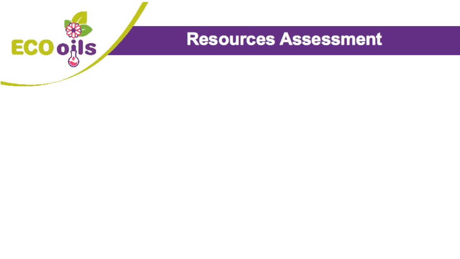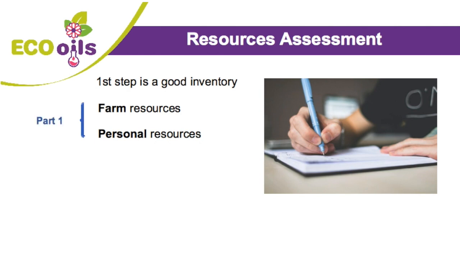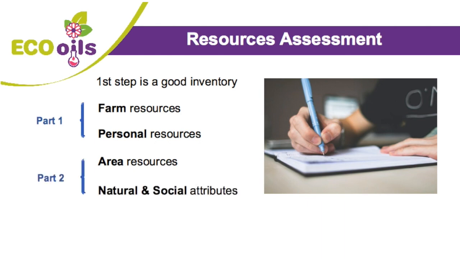First step is to set up a good inventory list containing the following: farm resources, concerns main aspects around your existing farm; personal resources, basic information about you and other people in the farm; area resources, the larger area where your farm is located; natural and social attributes, all the elements and the resources in your area. Let's see some details of the above.